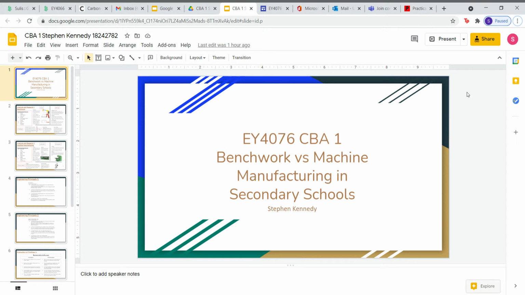Okay, so this is the EY 4076 CBA 1 for Stephen Kennedy, 18242782. The topic I chose for my CBA is bench work versus machine manufacturing in secondary schools.